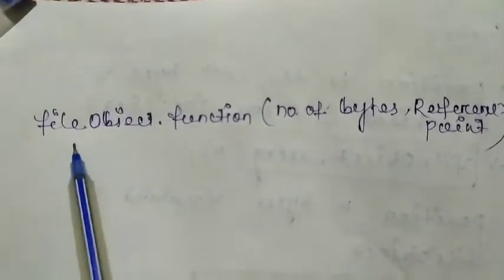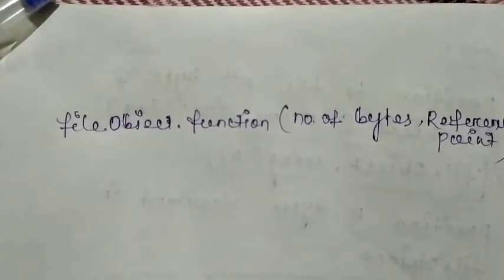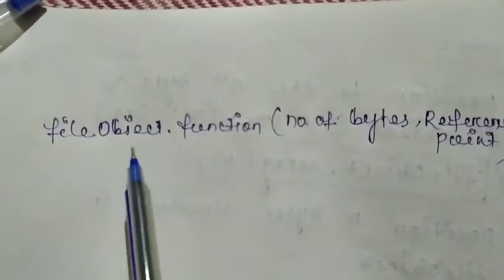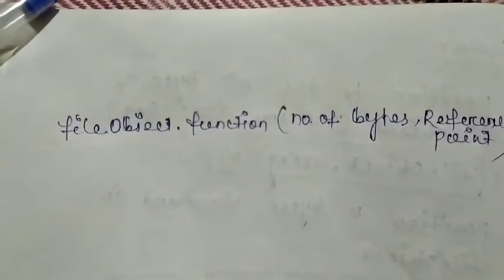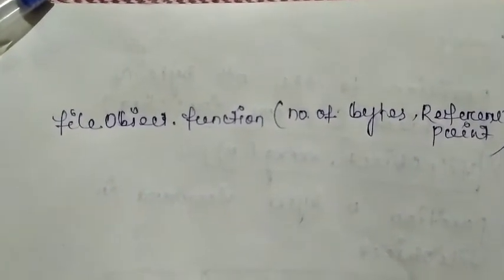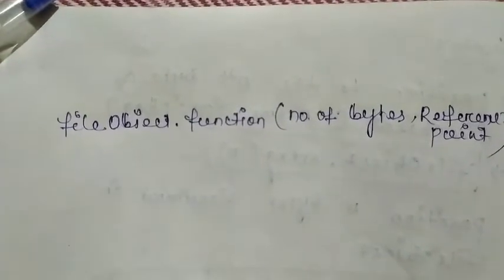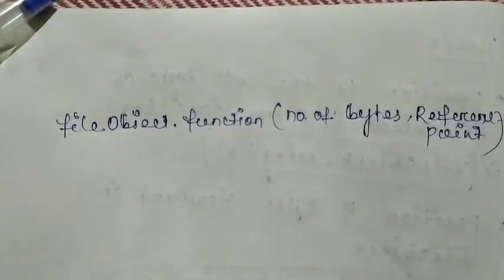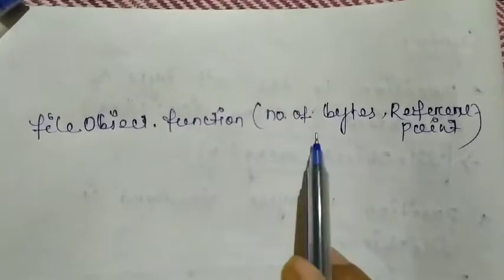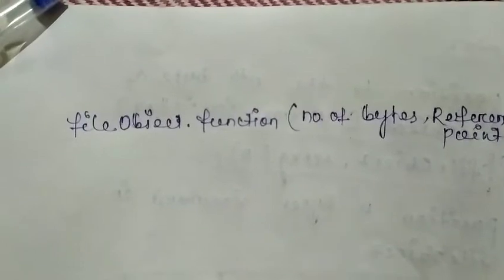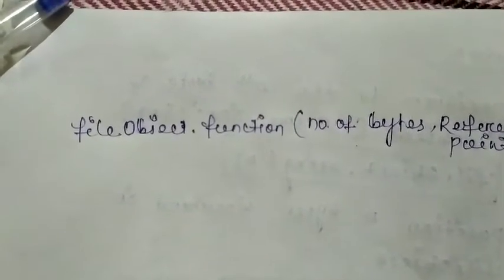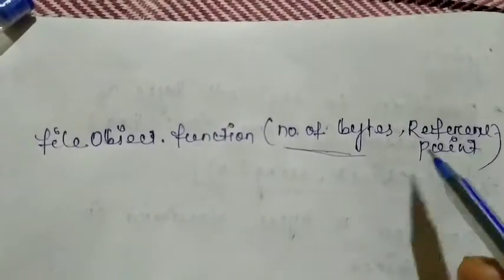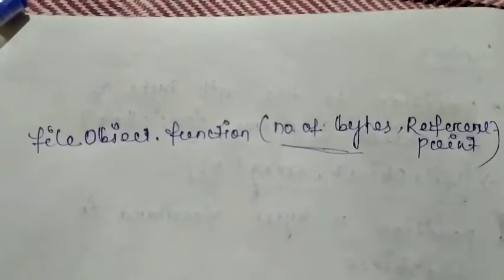If it is a function of the ifstream class, then we'll use an ifstream class object, and if it is ofstream, then an ofstream object, or you can simply use fstream. Then the function name, and the function will take one argument, sometimes two arguments. If it is one argument, it will take only the number of bytes. If it is two arguments, it will take a reference point.